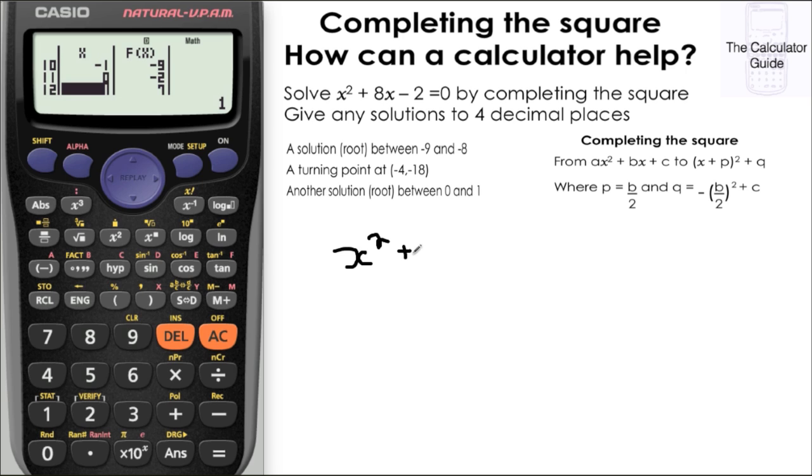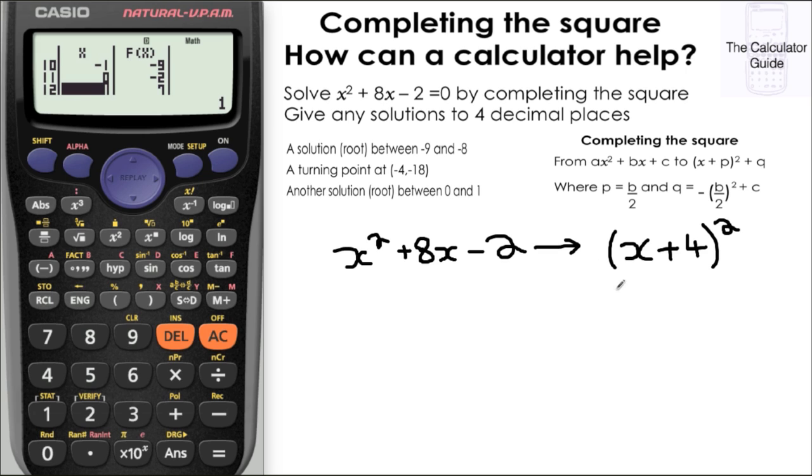So we're going to take a look now at how to rearrange it into that form for this particular example. I'm just rewriting out here my original quadratic equation, x squared plus 8x minus 2. I'm going to reference back to our instructions. In the brackets I want to write x plus p, where p is b over 2, while b is 8, the number in front of the x. So we want 8 divided by 2, which is 4, and then we want to square that bracket.